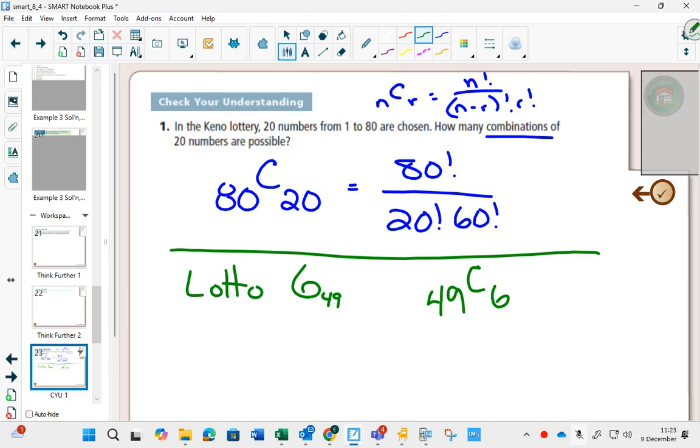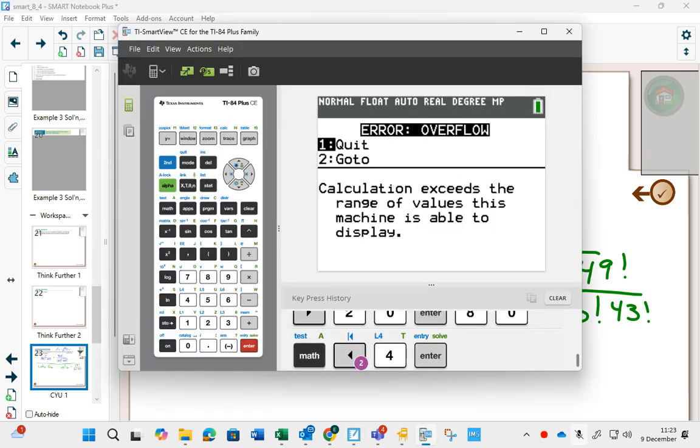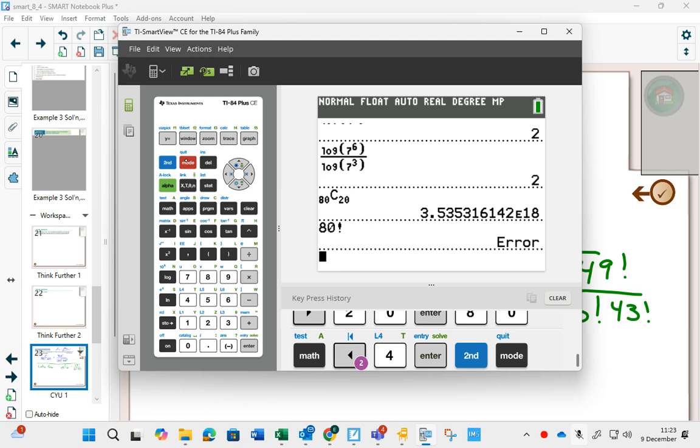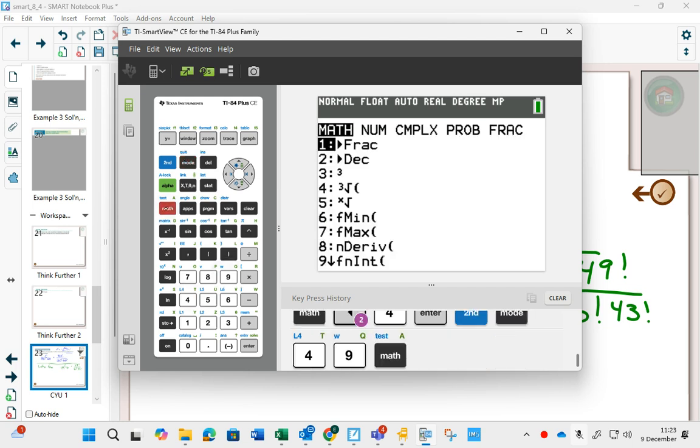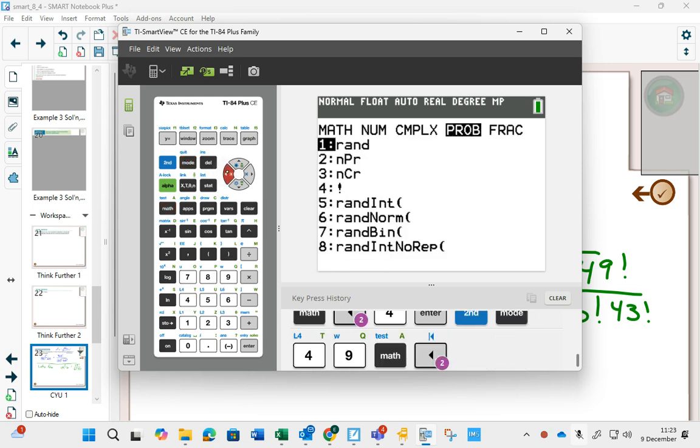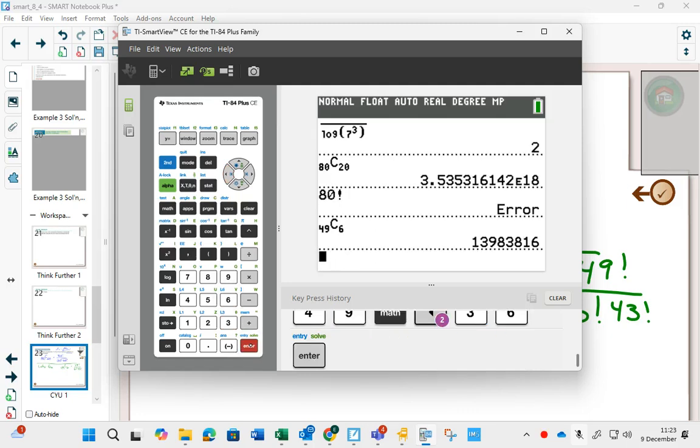Okay? But Lotto 649, 49 choose 6, and we'll go to our calculator. According to the formula, the bottom number would have 6. What other number would be down here? What adds up to 49? 43. So that's what the formula would tell us. We go to our calculator. We go 49, choose 6, 13,983,816.